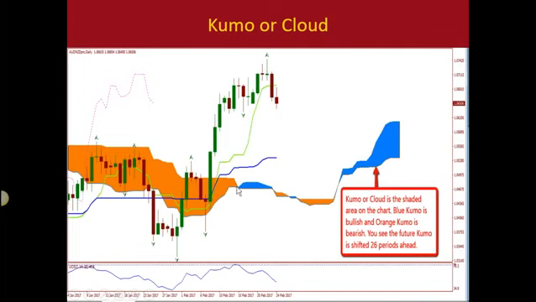So it's going to be shifted 26 periods ahead. Right, so we're going to look at that as a support level or a resistance level, and it's also going to tell you some other things. It's going to tell you how that market is moving, and it's going to tell you about volatility.